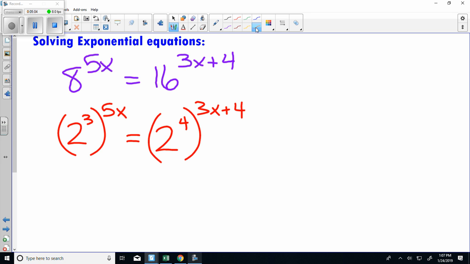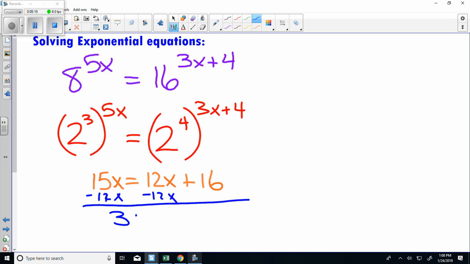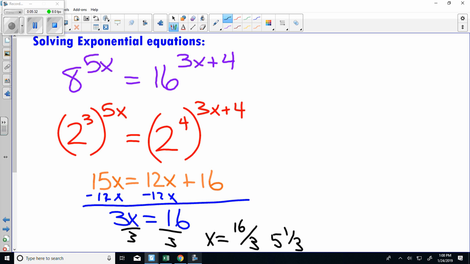And now because the bases are the same, 15x has to equal 12x plus 16. Subtract 12x, and you get 3x equals 16. And then you can divide by 3 to get x equals 16 thirds, or 5 1/3. Or if you must, 5.3 repeating.